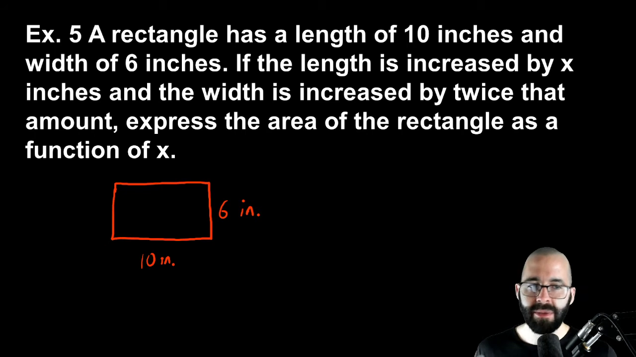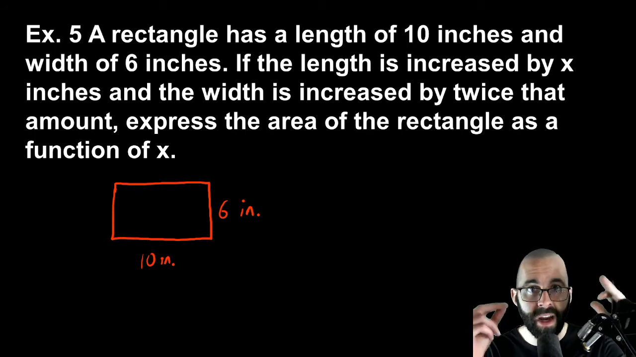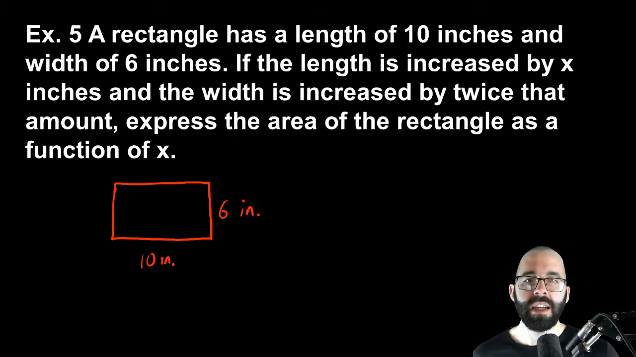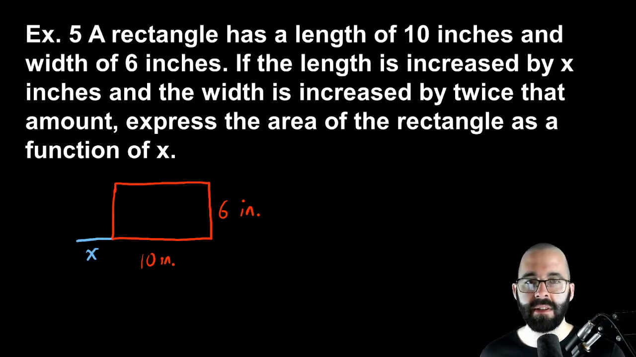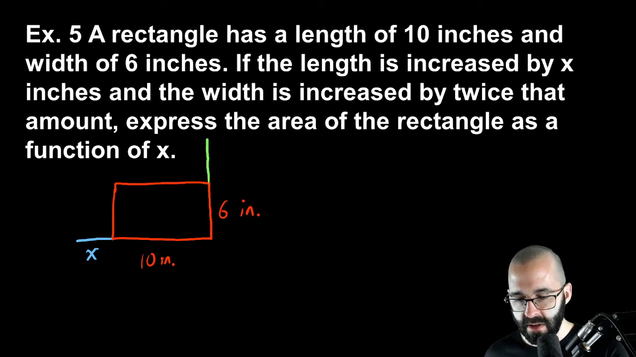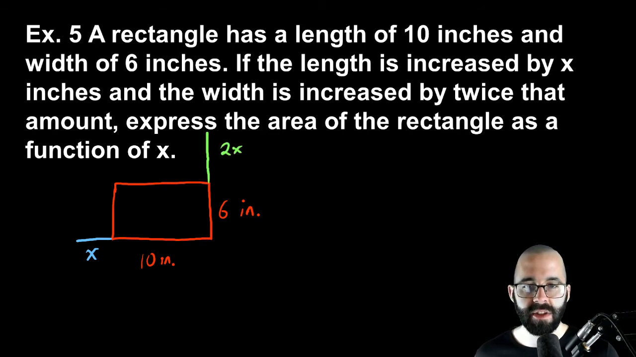Anytime you're dealing with something physical and you can get a picture, make that picture. If the length is increased by x inches, well, how do we write that? So this length is getting increased by x inches, and the width is getting increased by twice that amount. The green is twice the blue. If blue is x, green has to be twice x, 2x. Express the area of the new rectangle as a function of x.